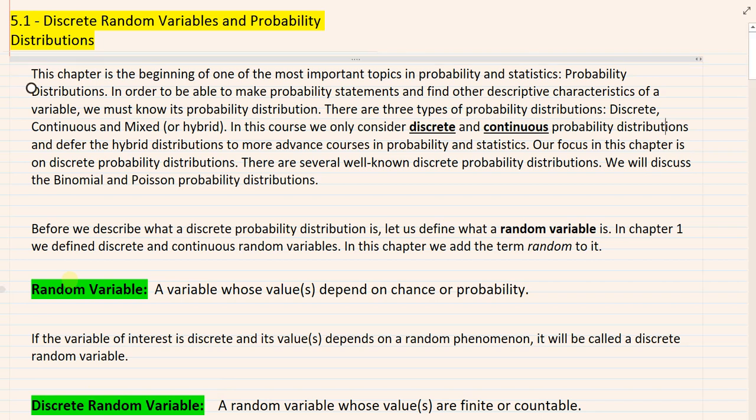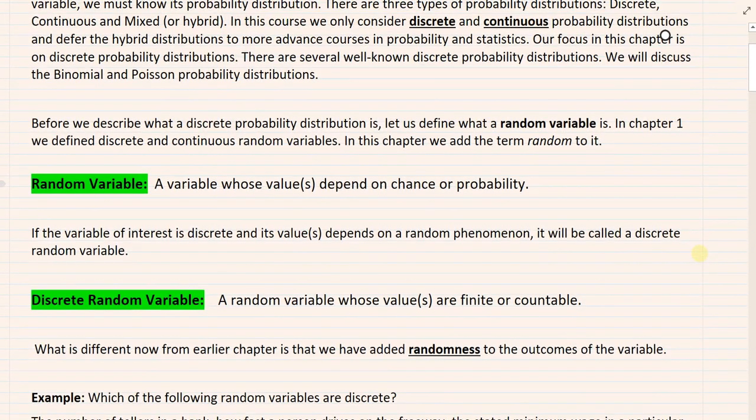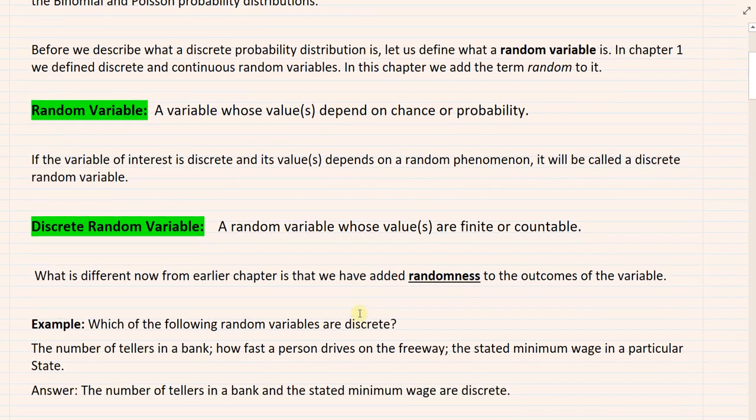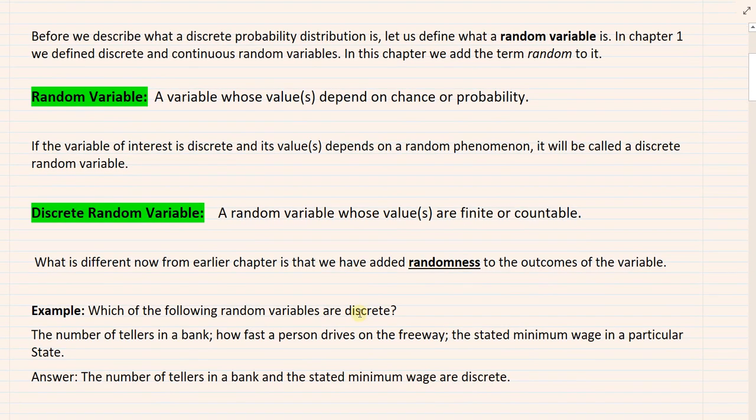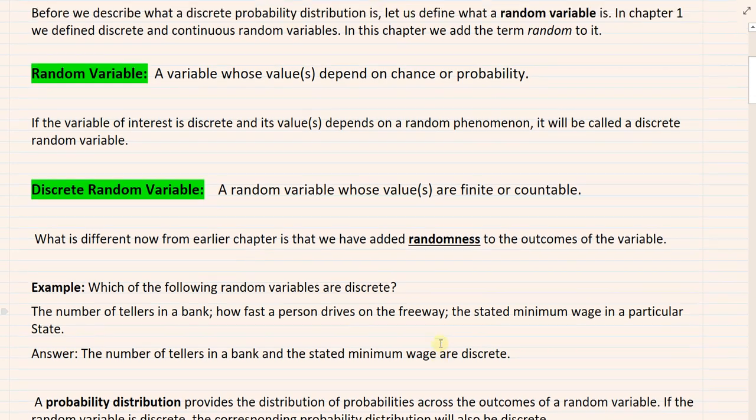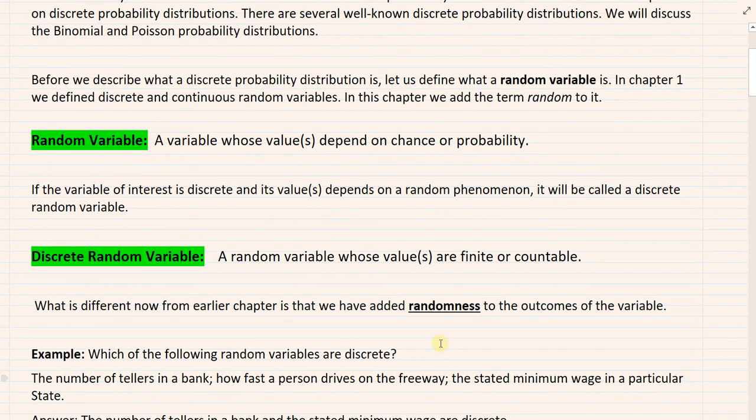Now, if these values are countable or finite, then they become discrete. So a discrete random variable is therefore a random variable whose values are finite or countable. Okay, so here I have an example. We want to know which of the following are discrete random variables.